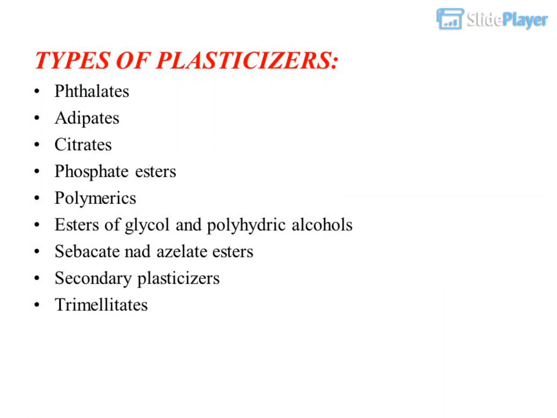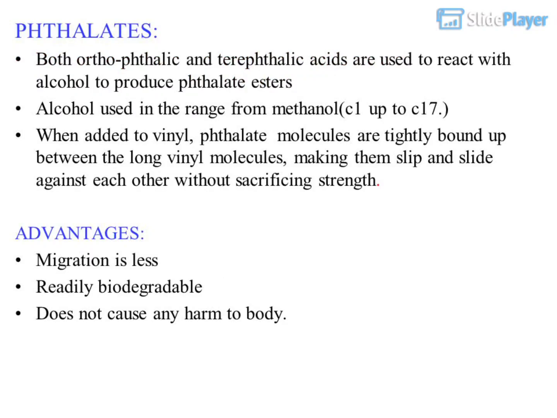Phthalates, adipates, citrates, phosphate esters, polymerics, esters of glycol and polyhydric alcohols, sebacate and azelate esters, secondary plasticizers, trimellitates. Phthalates. Both orthophthalic and terephthalic acids are used to react with alcohol to produce phthalate esters. Alcohol used in the range from methanol C1 up to C17.